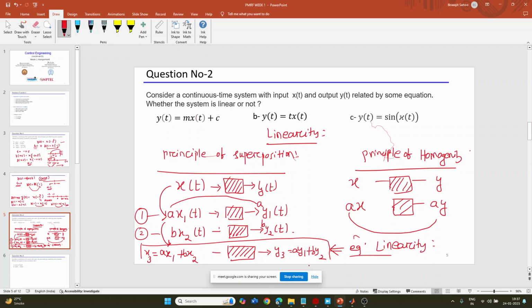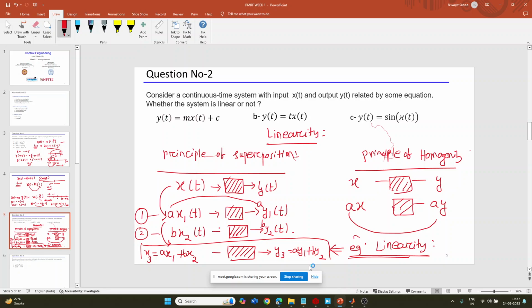If this equation is satisfied, then both your principle of superposition and principle of homogeneity are satisfied, and you satisfy the linearity condition. Then you can say whether the system is linear or non-linear. If this concept is clear, now let us move to the first question, y equal to mx plus c. It's a very well-known equation, a straight line equation having an intercept c.